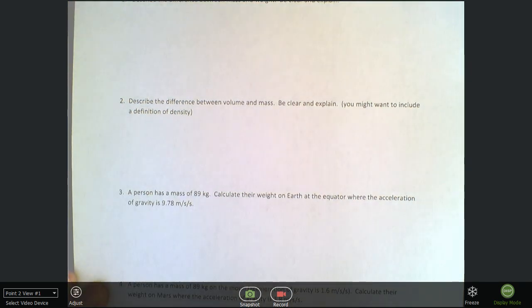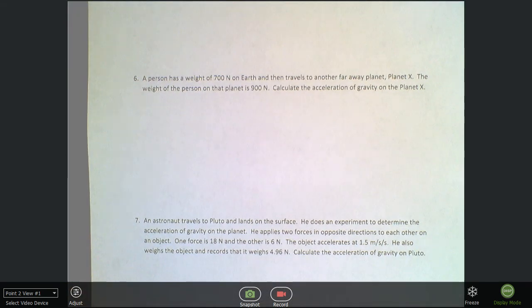And then you're just going to answer these questions that are on the sheet. And again, I will post those solutions for you today. Okay, good luck with the work.